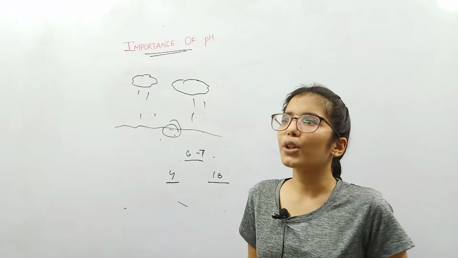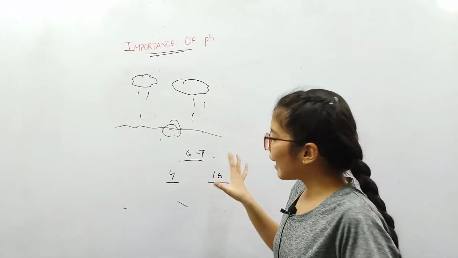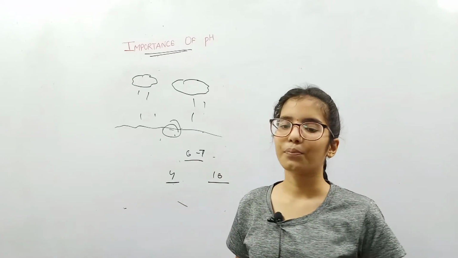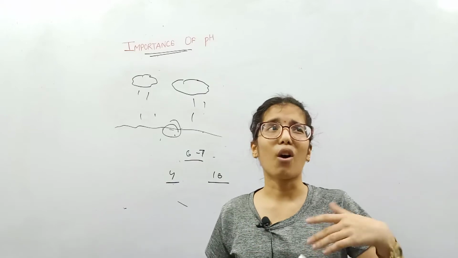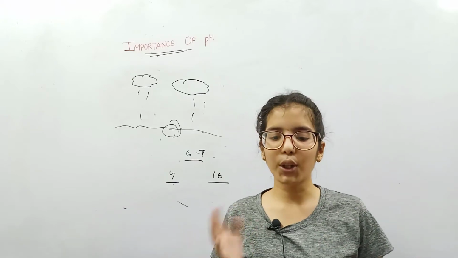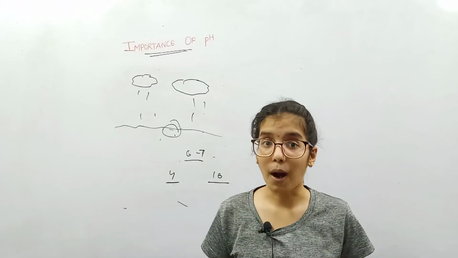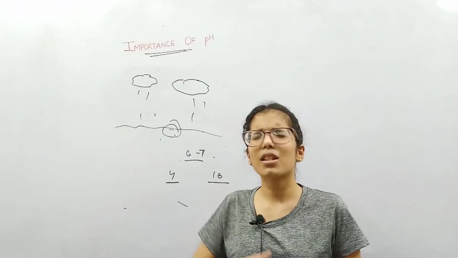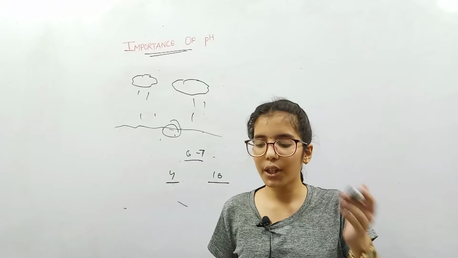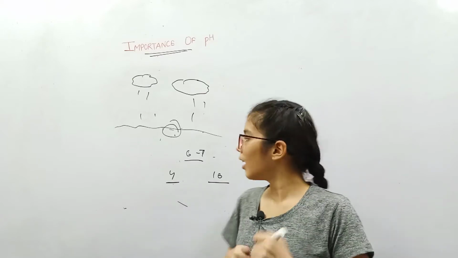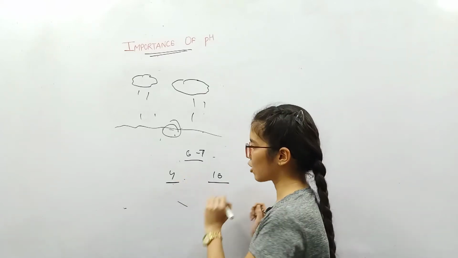So what farmers usually do is they treat that type of soil with chemicals. For example, if the soil is too acidic, they put a base like quicklime or chalk powder. And if the soil is too basic, they put manure or compost. Like this, they treat the soil.